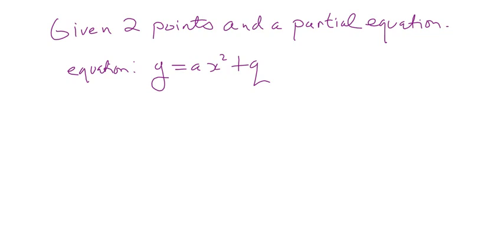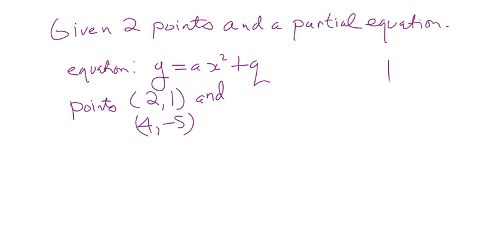And we're going to have 2 points. And the points are 2, 1, and 4, negative 5. So that was the first thing we're going to do. As reluctant as you are to draw these things. So it doesn't matter, right?